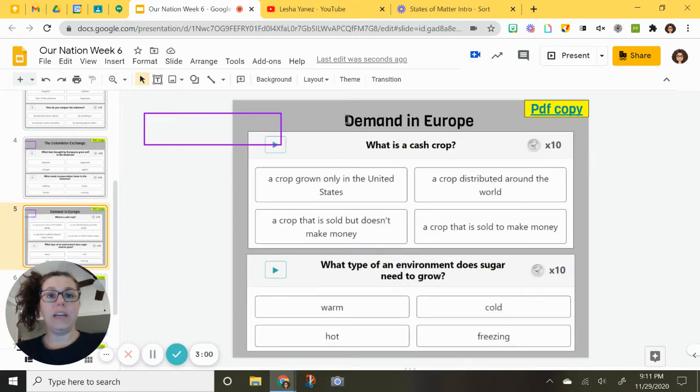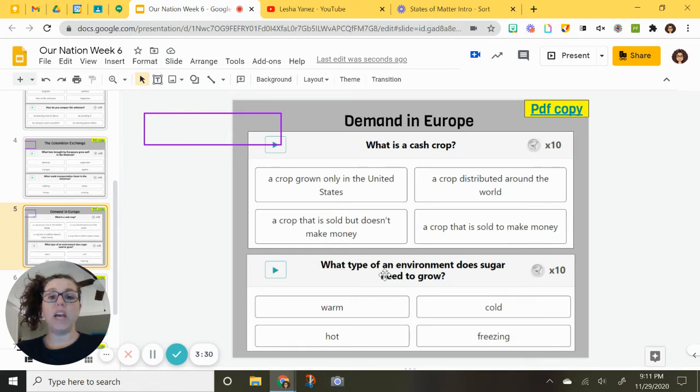After you read this section, Demand in Europe, you have two questions. The first question is, what is a cash crop? A crop grown only in the United States. A crop distributed around the world. A crop that is sold but doesn't make money. A crop that is sold to make money.